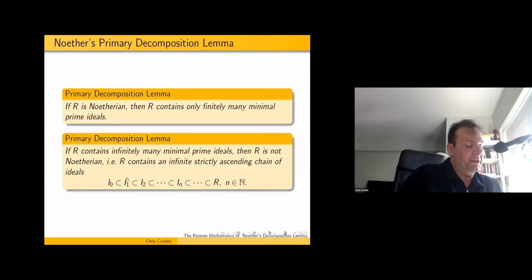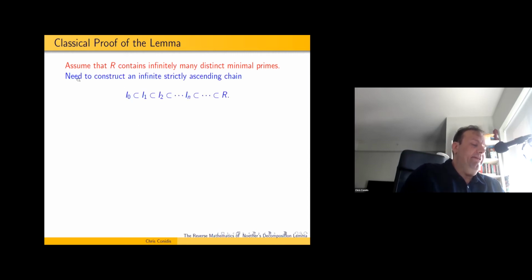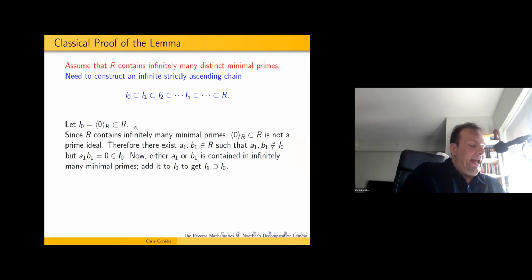Classical proof. There is a fairly straightforward classical proof of the primary decomposition lemma. To prove this, it's not that hard. You basically assume that you have a ring that contains infinitely many distinct minimal primes, and the goal is to construct an infinite strictly ascending chain of ideals. The way you do that is you just start with the zero ideal, fairly easy.